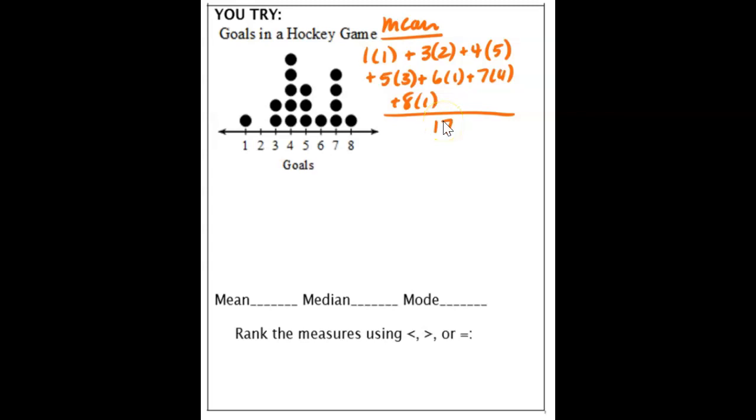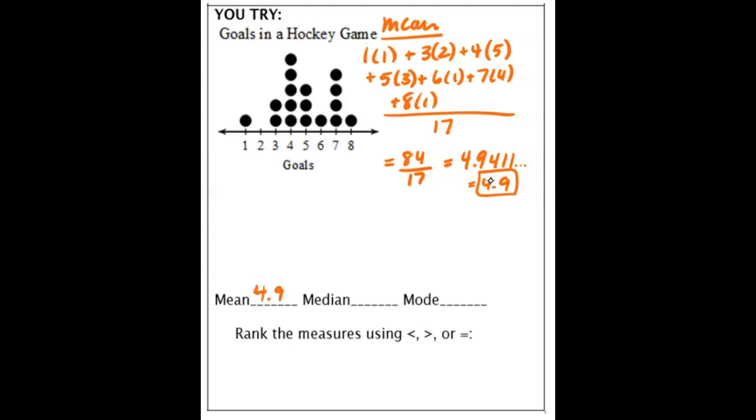So now if I added up all the things in the numerator, it would give me 84. And then if I divided that by 17, it gives me kind of a long decimal. It's 4.9411. Okay, so it goes on for a little while. I'm not going to use all those numbers. I'm just going to say it's 4.9. So that's going to go here for the mean.